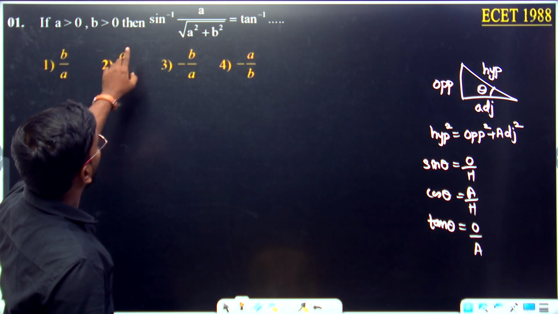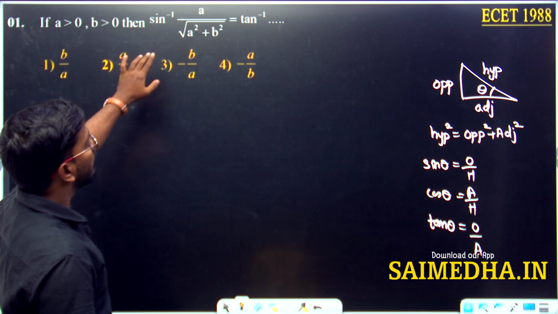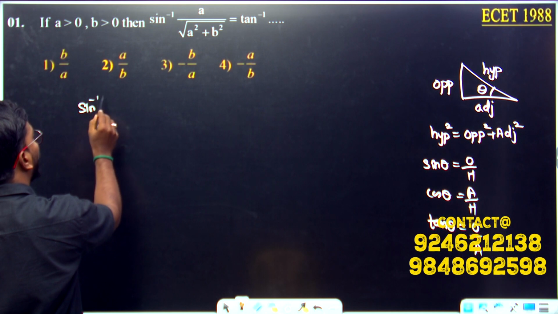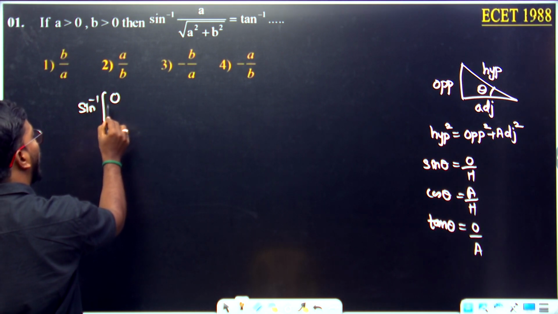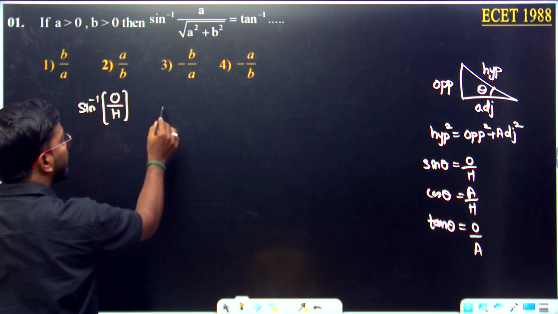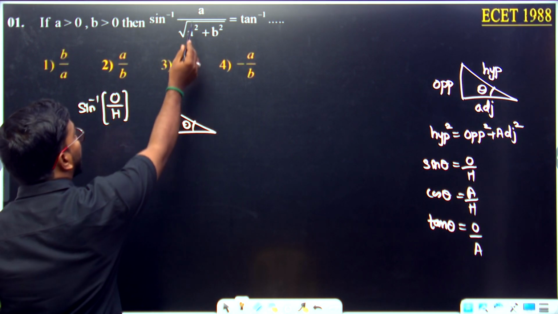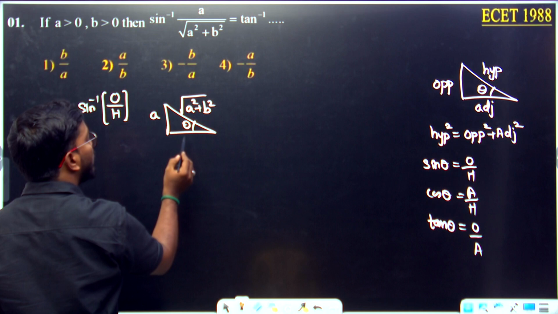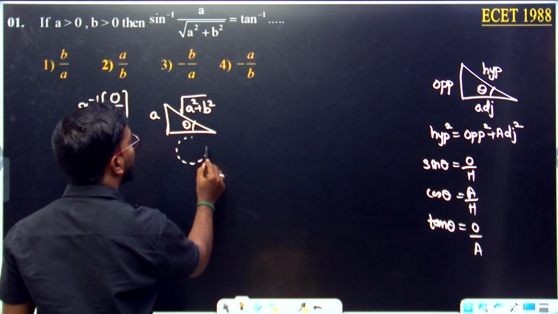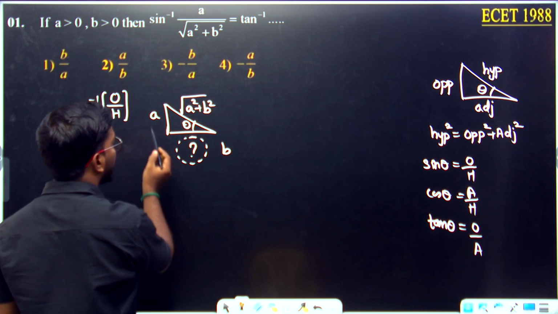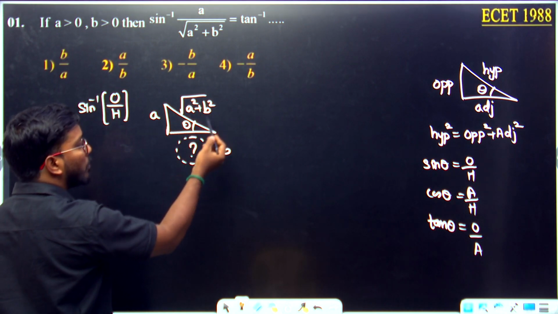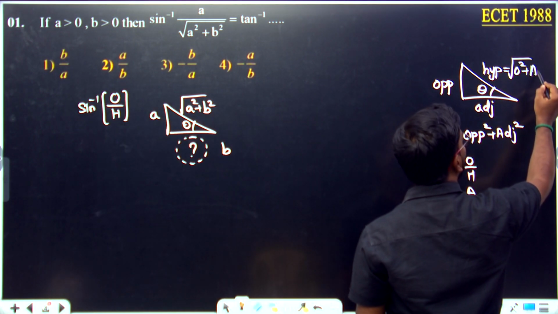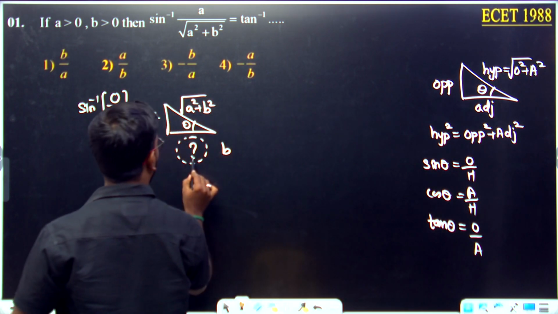The question is given: if a is greater than 0, b is greater than 0, and sin inverse of a by sin inverse of something, this something is sin inverse of, always remember here the fraction will be in the form of opposite by hypotenuse. That means two sides are given to you. What is the opposite here? Opposite is a. What is the hypotenuse? Root of a square plus b square. That means this must be b, because this is a, this is b, this is going to become root of a square plus b square. We know the formula for hypotenuse is equal to root of opposite square plus adjacent square. So here it is indirectly saying that adjacent is b.